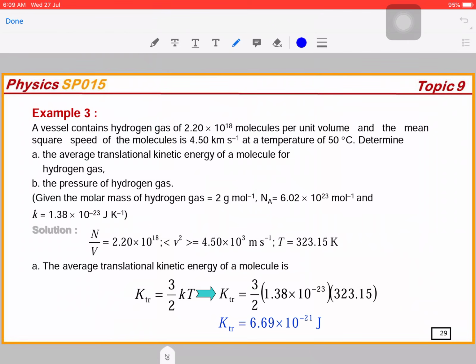So for A, we want to find the average translational kinetic energy. We can use the formula K translational is equal to 3/2 kT. Just substitute the values. k is 1.38 times 10 to the power of negative 23, and the temperature is 323.15 Kelvin. So you will get the translational kinetic energy of 6.69 times 10 to the power of negative 21 joule.